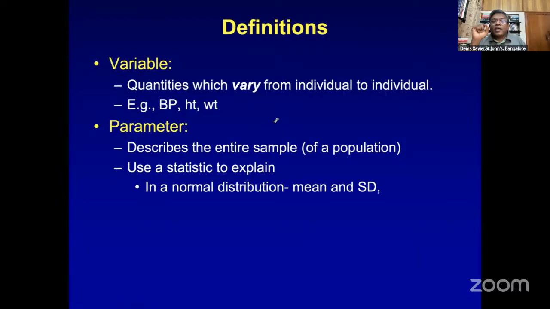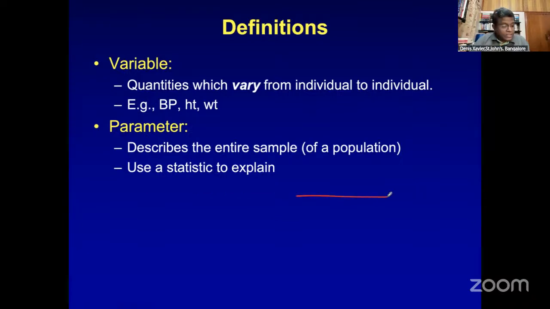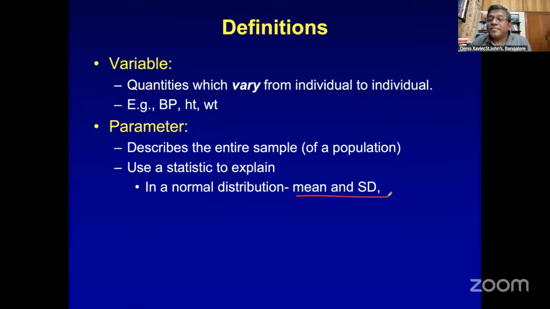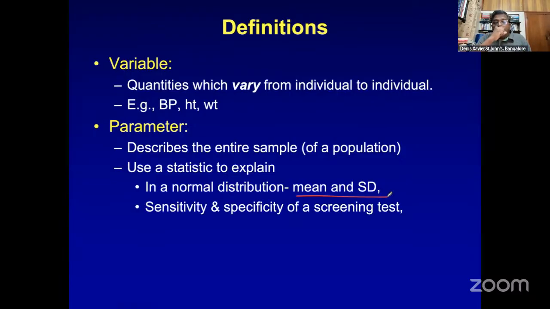What is that? In a normal distribution, the parameters are mean and standard deviation. So mean PSA is a parameter. PSA of one particular patient is a variable. Another patient is a variable. But the mean in that whole sample to describe that population is mean and standard deviation in a normal distribution. In a non-normal distribution, it is median and interquartile range. Sensitivity and specificity of a screening test, slope of a graph, these are all parameters.